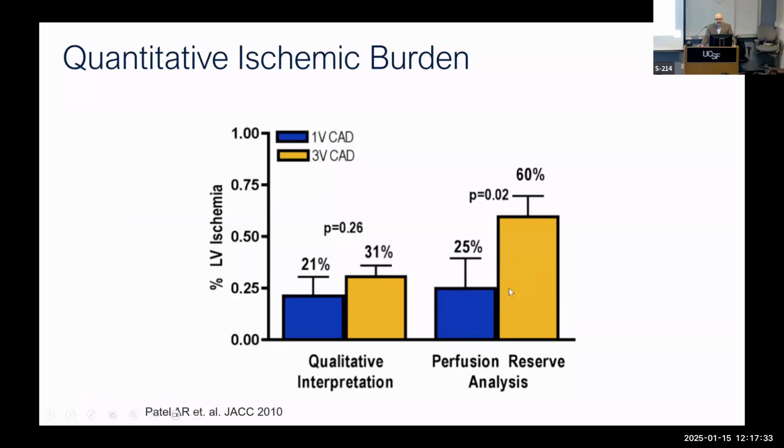So this was work we did about 14 years ago, where we looked at qualitative interpretation, first looking at perfusion reserve analysis. What you can see here is that if you look at these blue bars, which is single vessel disease, visually you don't pick up that much of a difference between the two, whereas when you do quantitative analysis, you can really better tell the extent of ischemia.